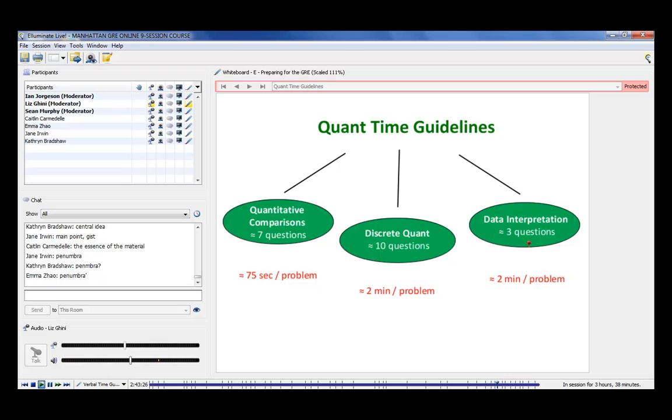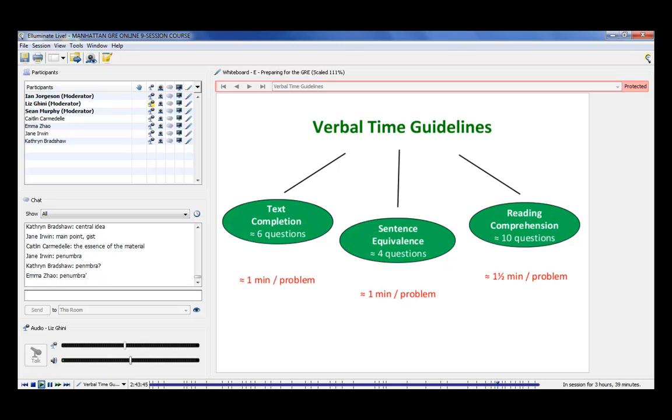Okay. Other thing I noticed was that the DI section seems to be easier, definitely easier. All right, so these questions are not so hard. But quantitative comparisons and discrete quant are very much like what I saw in all the practice tests. Okay. Verbal, text completion, sentence equivalence.